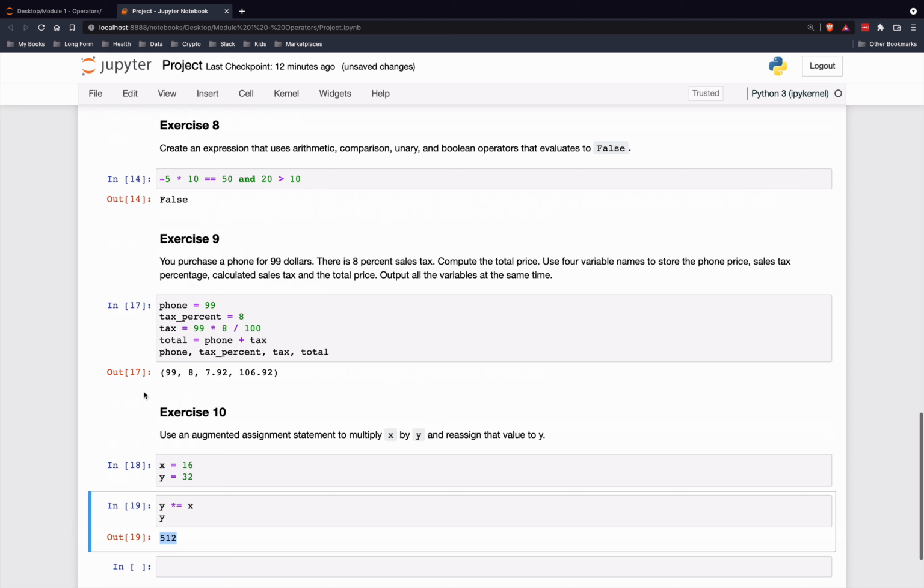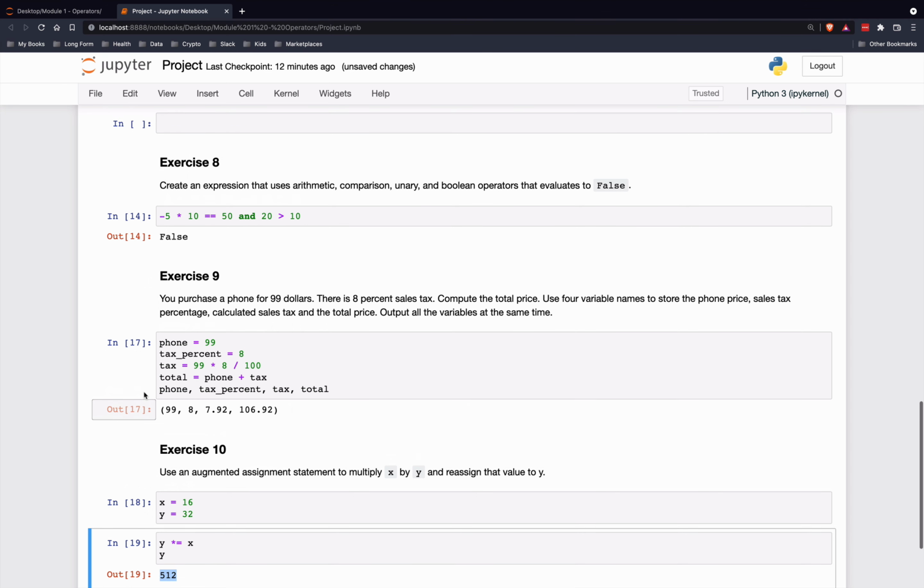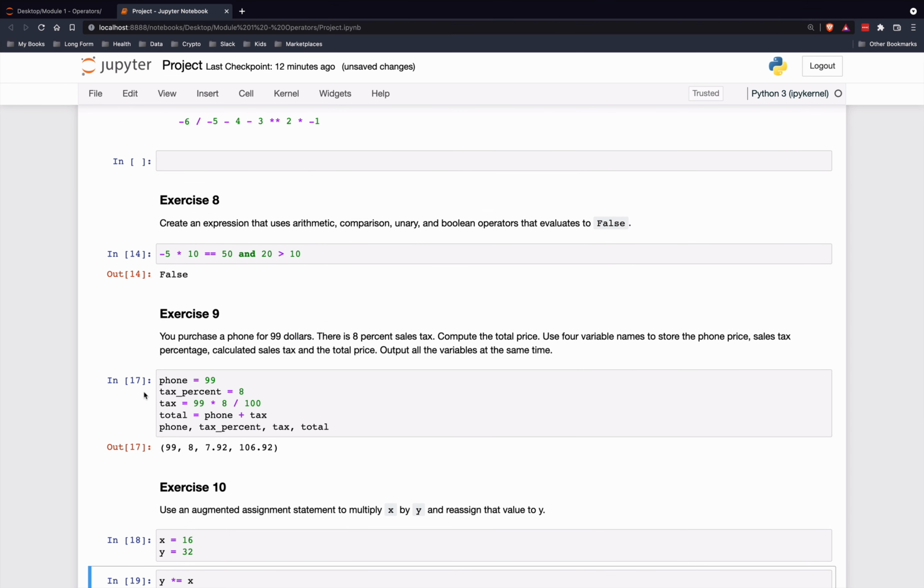All right, so that concludes the exercises, which is the project for Module 1.